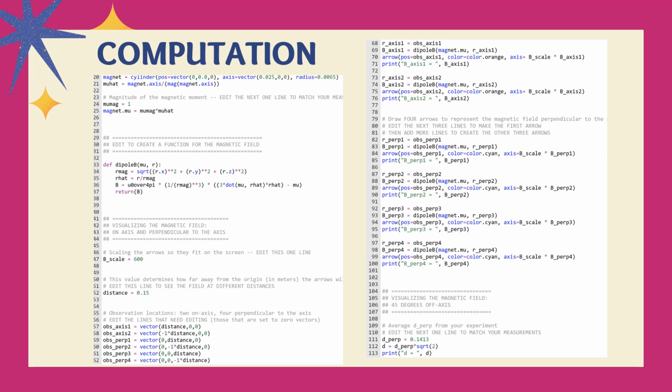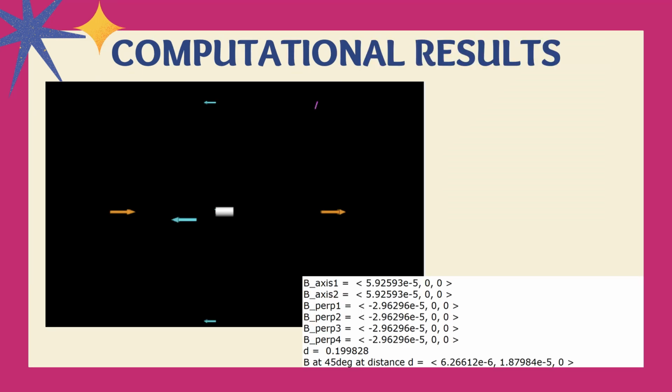And that is pretty much about it for the code. Here are the computational results. As you can see, we have the different arrows, and then we have the values for the b-axis 1 and b-axis 2, and then the perpendicular values and the distance.